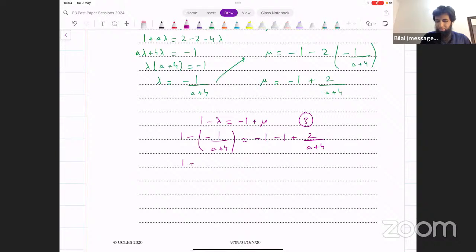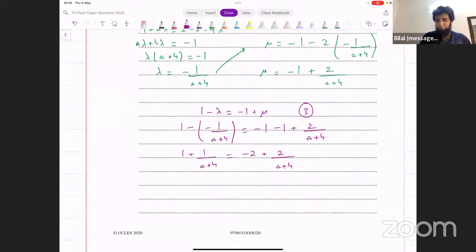We get 1 plus 1 over a plus 4, that equals minus 2 plus 2 over a plus 4. What I'm going to do is multiply the whole equation by a plus 4 to get rid of the fraction, right? The LCM that we've got here. If you multiply the whole equation by a plus 4, that gives me a plus 4 instead of this, plus 1 on the left side.